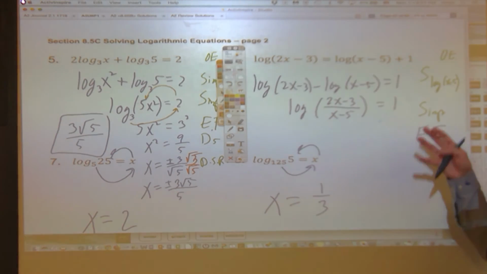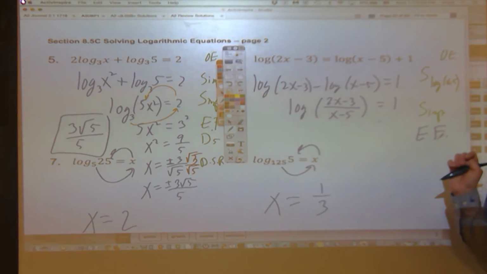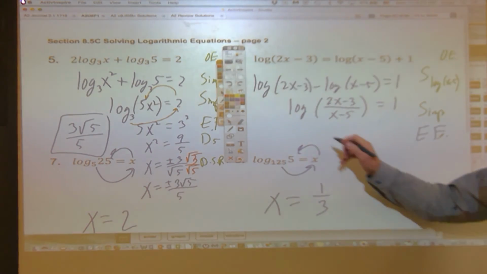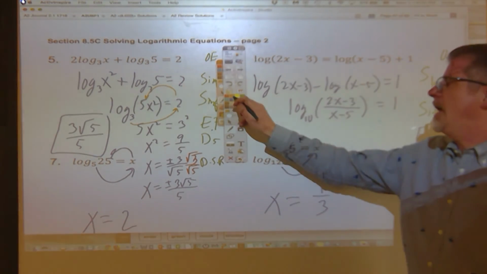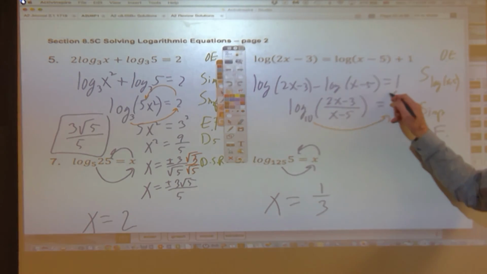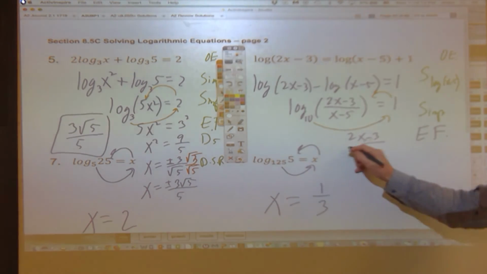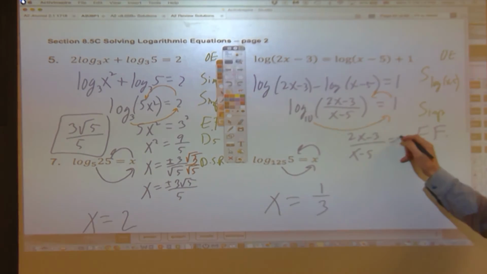Let's pause here. Any questions on how to rewrite this as the log of a quotient? Okay, there's an invisible 10 this time. And if you draw the arrow thing, you get 10 to the 1st power. So the exponent form is going to be the quotient 2x minus 3 over x minus 5 is 10.